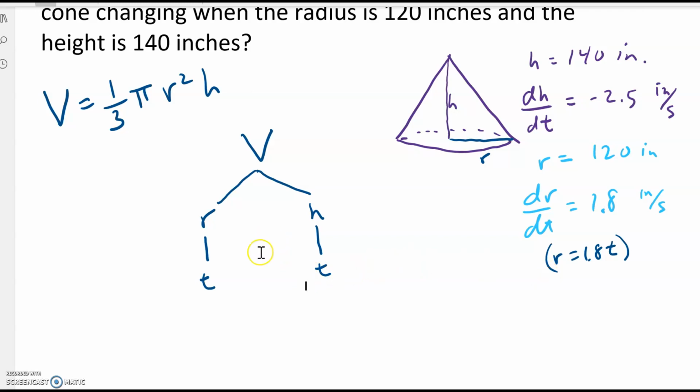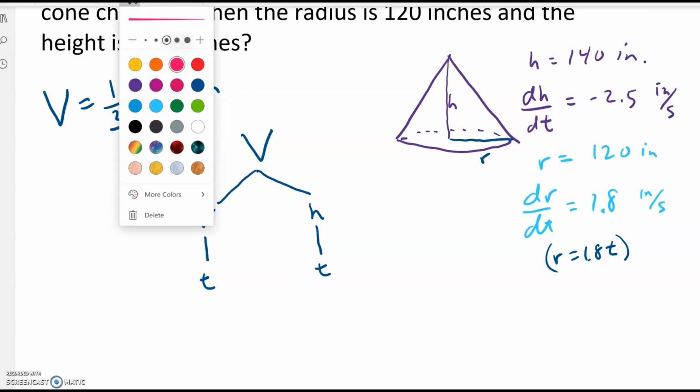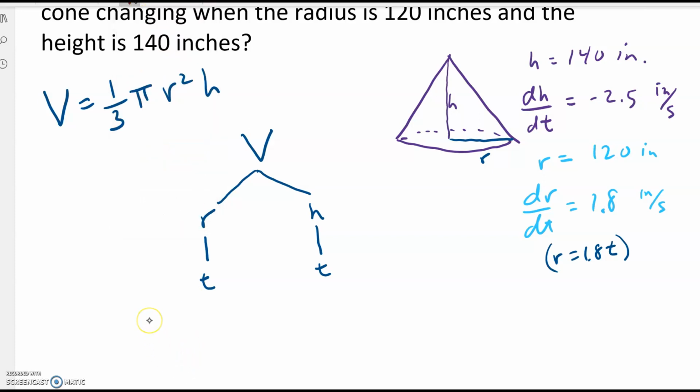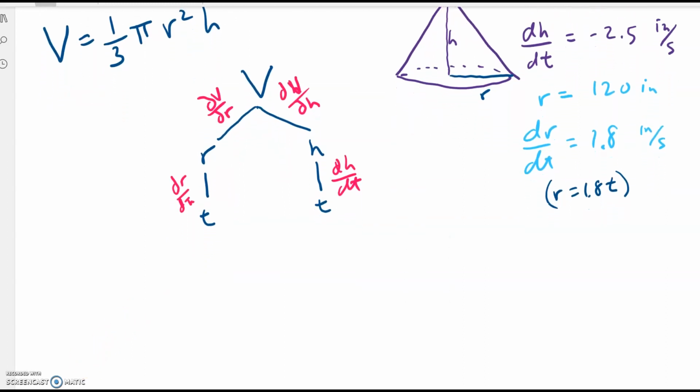Okay, so like the other chain rule questions, at this point you can write up your derivatives, and so we have dV/dr. So this is a partial derivative because it's a function of two variables. And dV/dh, and that's a partial derivative as well. And then r is a function of time, so we have dr/dt, an ordinary derivative, and dh/dt. Okay, so at this point, we can write out our chain rule equation.